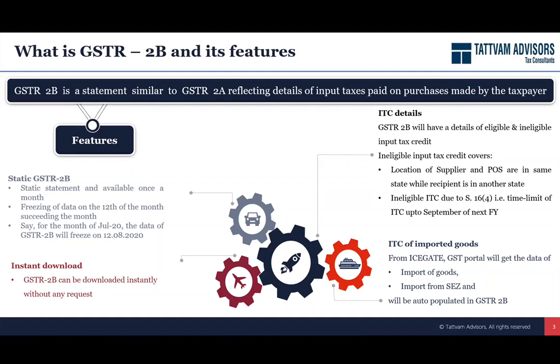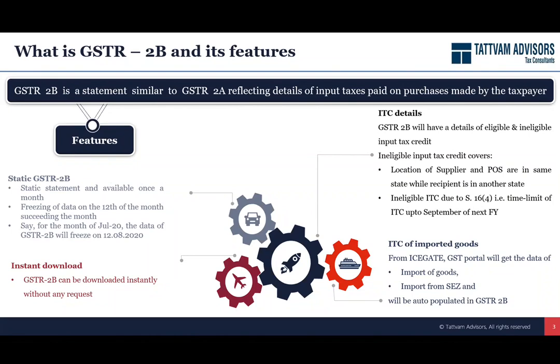The first and foremost feature which we have observed is that this statement is a static statement. When I say it's a static statement, it means that it would be available in an as-is format on a particular day. So the government has decided the 12th of every month to display this statement on the portal, and this would have all the data which is punched in by your supplier by the 11th, and those who have filed their returns also on the 11th. So any supplier who has filed their return on the 11th of the next month, all those details will be available by the 12th of the next month in your GST2B.